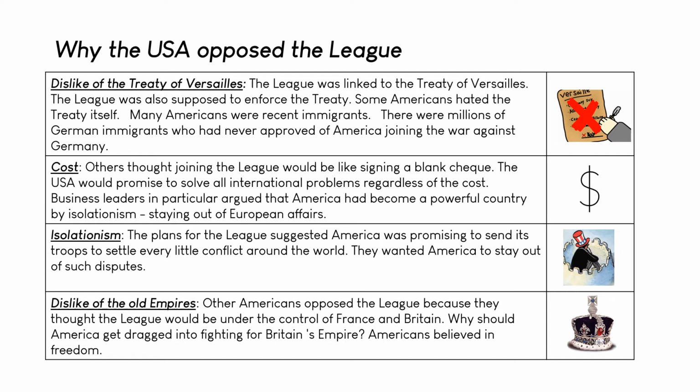And finally, another reason was simply the fact that many Americans thought that the League of Nations was going to be used by France and by Britain just to reinforce their own ambitions of expanding their empire, so their own imperialist ambitions. And the Americans, they did not believe in empire. They had fought against the British Empire to gain their independence. And so, like this, they thought that this League of Nations was just going to be an instrument of the old empires, and they opposed them.